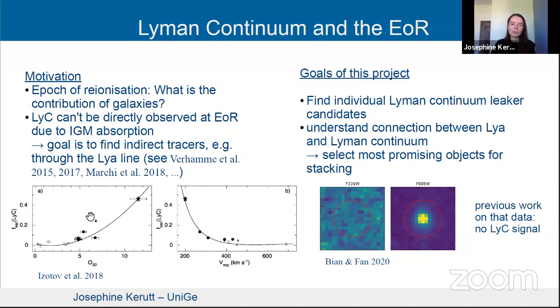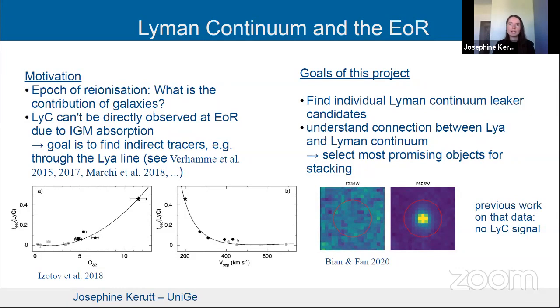I think this has already been shown in this conference many times. There is a connection between, for example, the Lyman continuum escape fraction and the O3 to O2 ratio, but also between the Lyman continuum escape fraction and the peak separation of the Lyman alpha doublet. This is what I'm going to focus on. I want to find the connection between the Lyman alpha and the Lyman continuum. So the goal of this project is also to look for individual Lyman continuum candidates in the HDUV data and to find a connection between Lyman alpha and Lyman continuum by stacking objects.